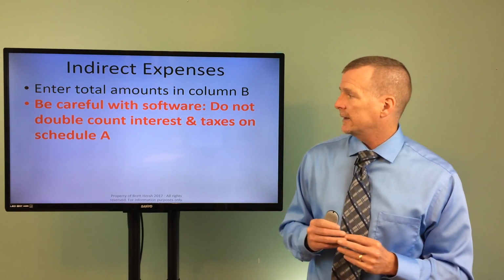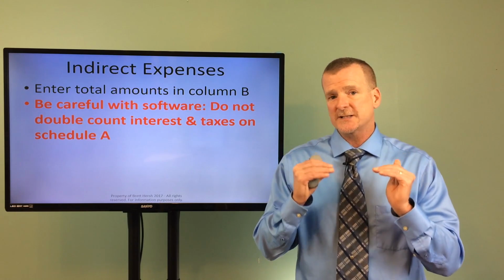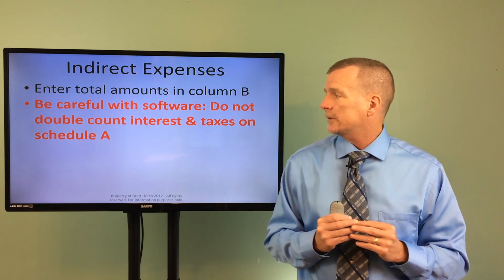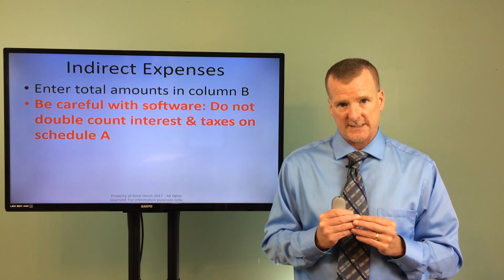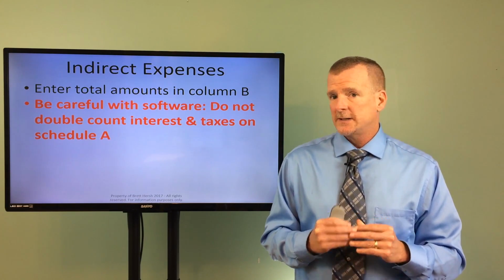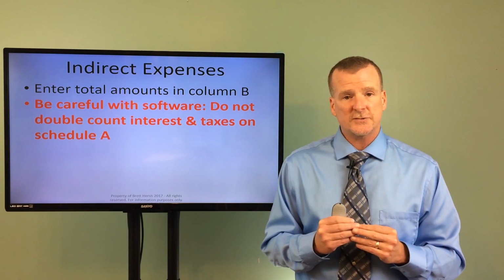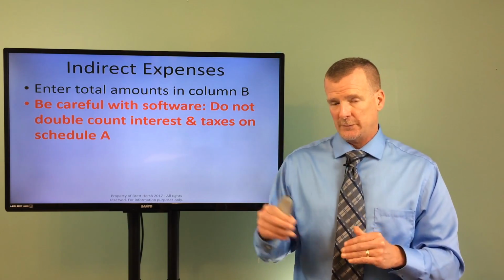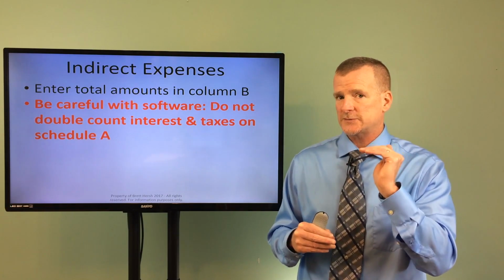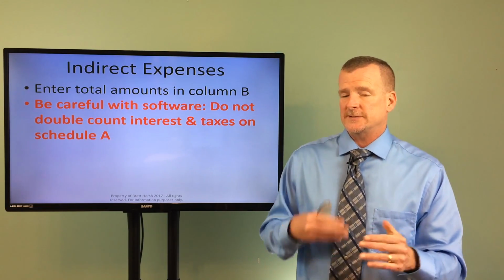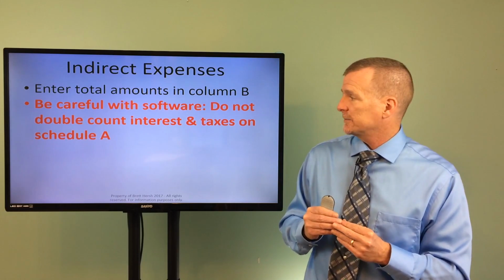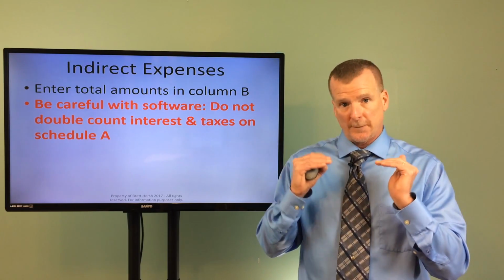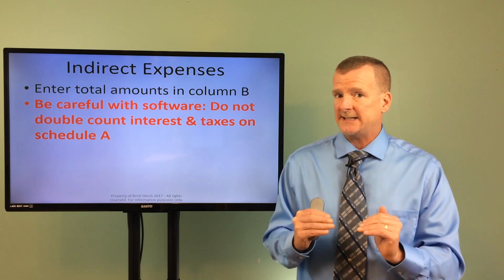Be careful with your software, and I'll repeat this later also to make sure we're on the same page on this. Do not double count your interest and taxes on Schedule A. A couple of these items, including mortgage interest and real estate taxes, are also an itemized deduction. We'd rather see them on the 8829 if you're doing actual expenses, and it's higher than the simplified method would allow you because it's going to reduce your taxes more. It's going to also help you, for many of you, reduce your state taxes.